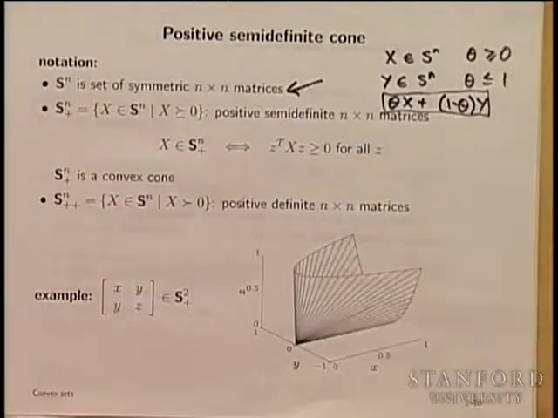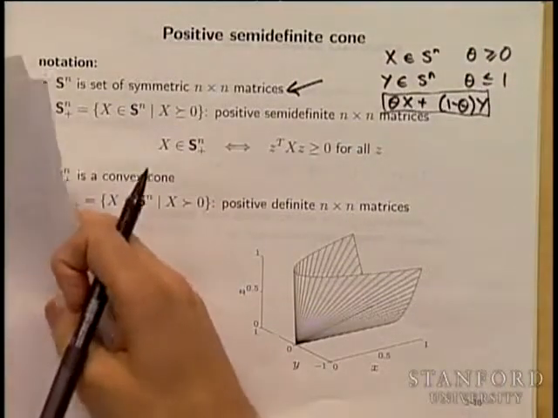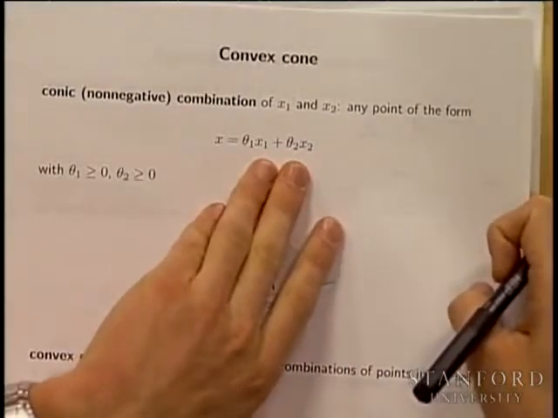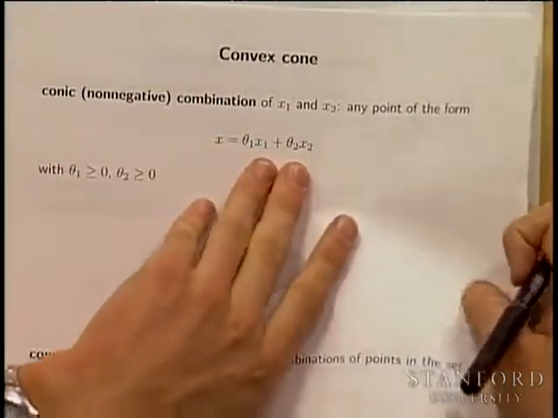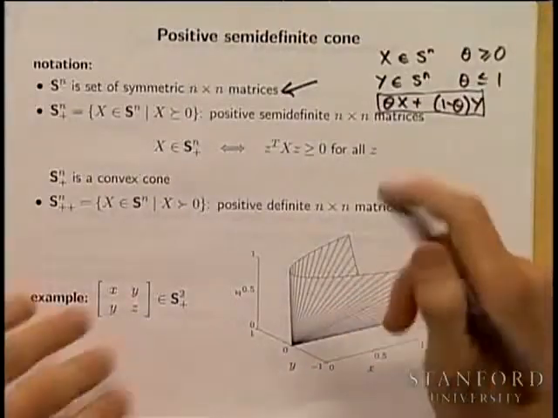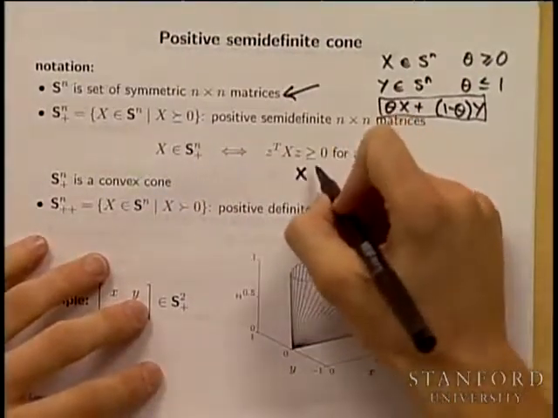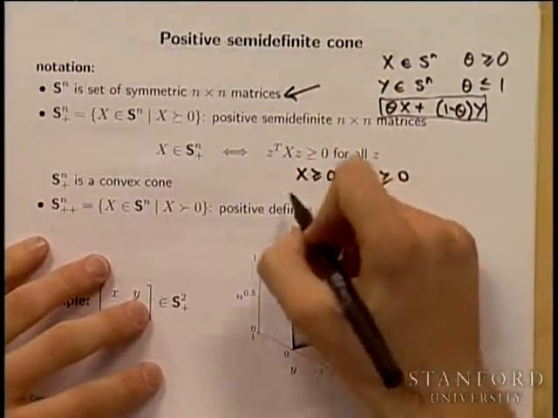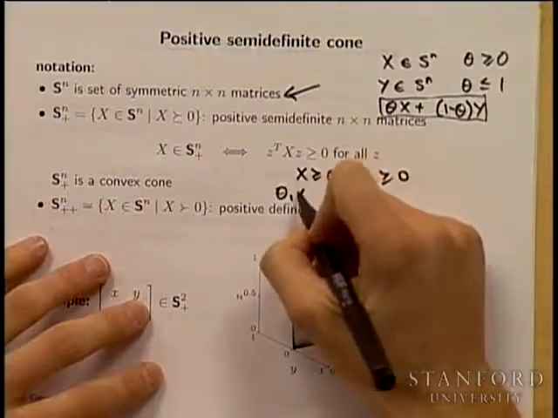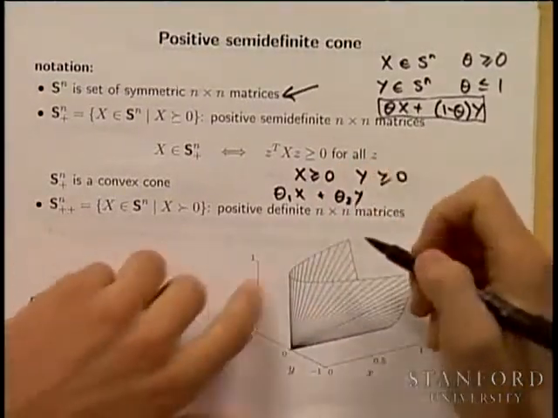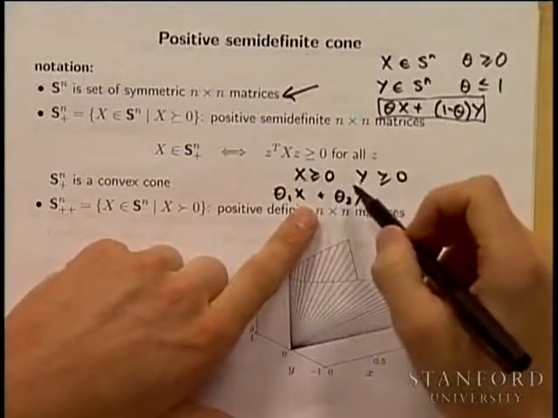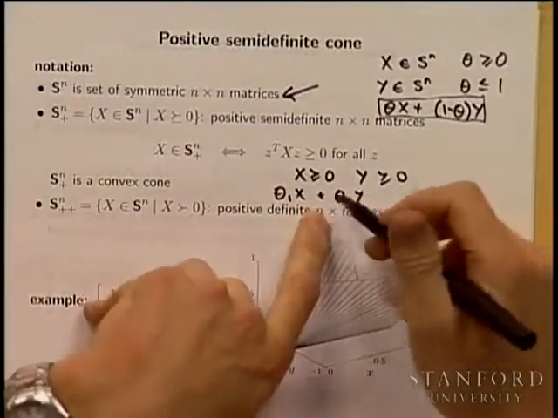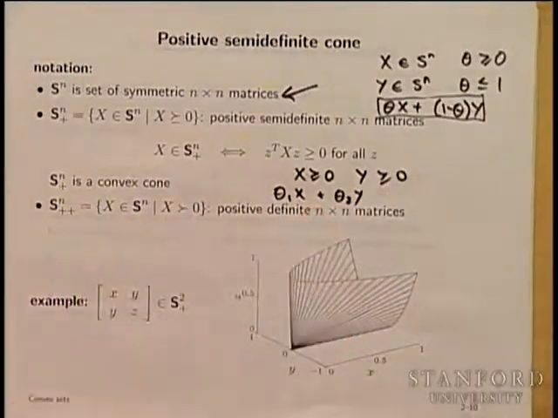Looking back to convex cones, that means that if we take a non-negative combination of two items from the set, it also needs to be in the set. You should be able to see quite easily that if we had x that was positive semi-definite and y that was positive semi-definite, and we take a conic combination, theta 1 x plus theta 2 y, this too is going to be positive semi-definite. Can someone tell me how I can make that really explicit quite quickly?